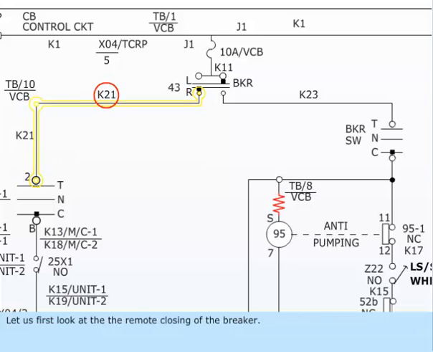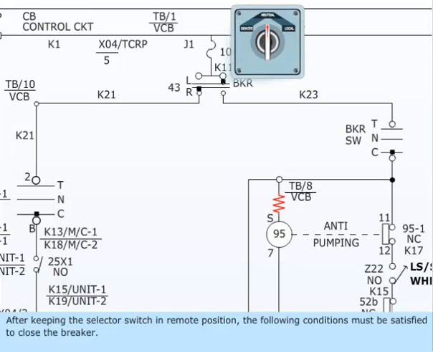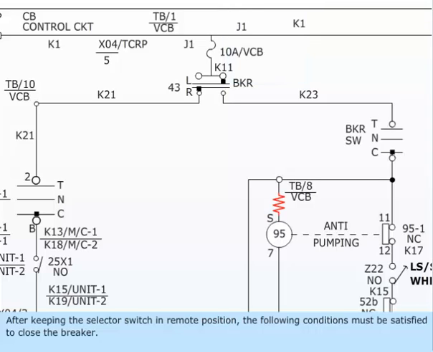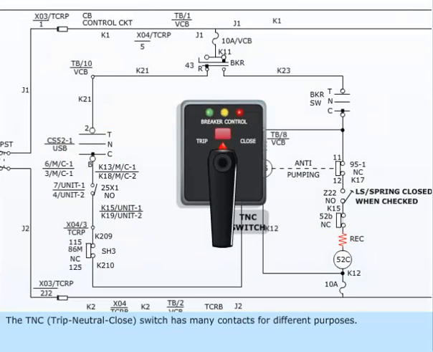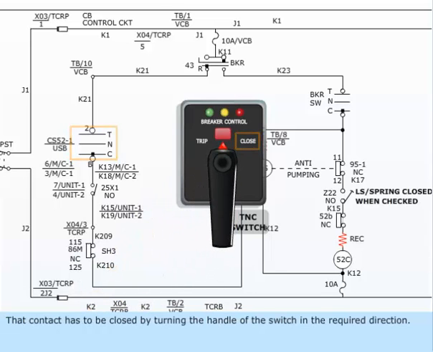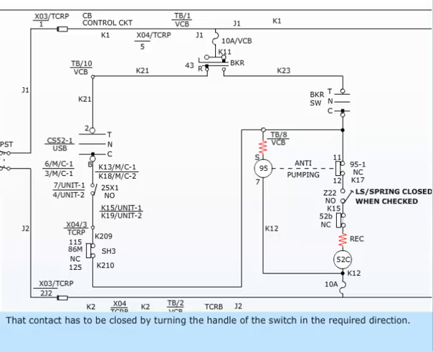Let us first look at the remote closing of the breaker. After keeping the selector switch in remote position, the following conditions must be satisfied to close the breaker. The TNC, Trip Neutral Close, switch has many contacts for different purposes. One of the contacts of TNC switch is taken for closing operation. That contact has to be closed by turning the handle of the switch in the required direction.